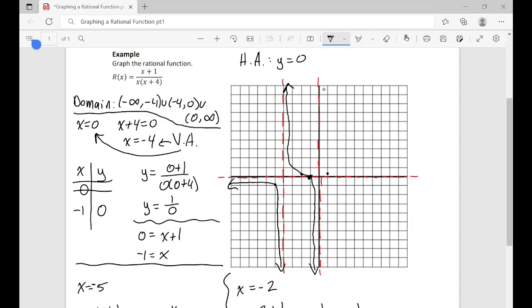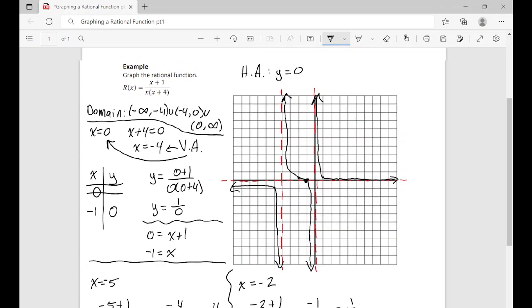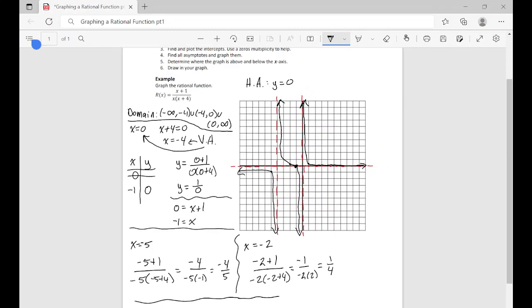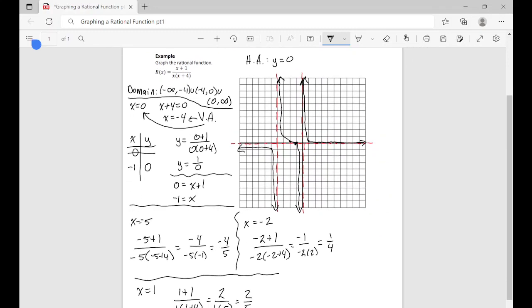And this is going to be above. So this one's going to come down and then go through it, and then it's kind of straddle the horizontal asymptote like that. Now it'll probably be a little bit cleaner when you do it, but that's what this looks like when you take all the information for the rational function and graph it.